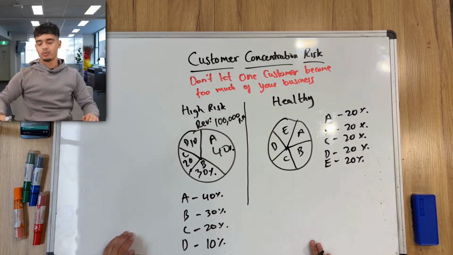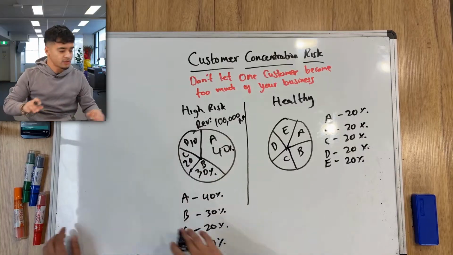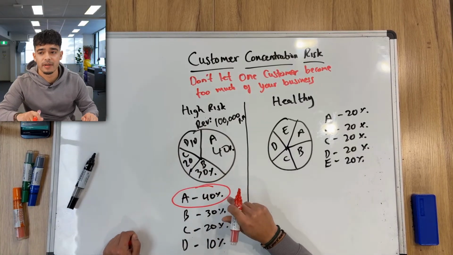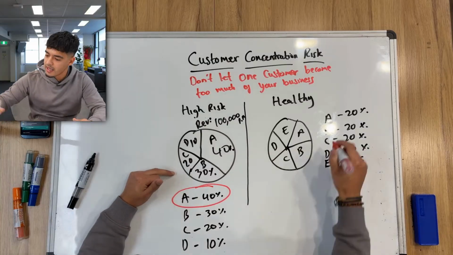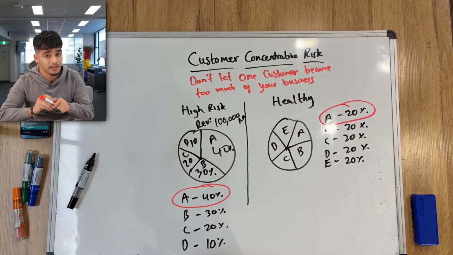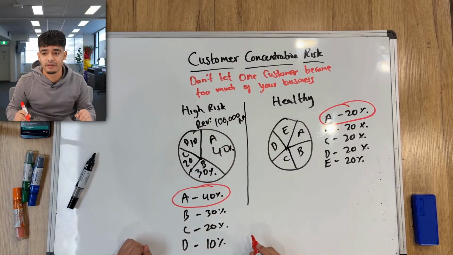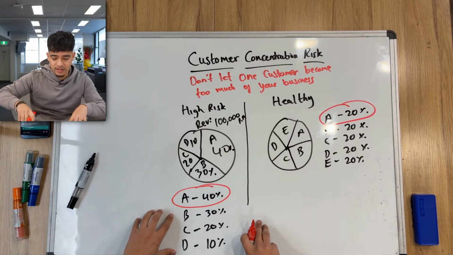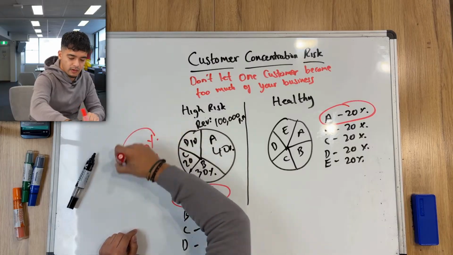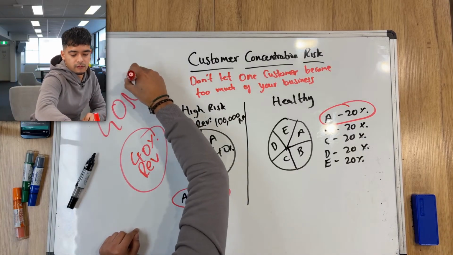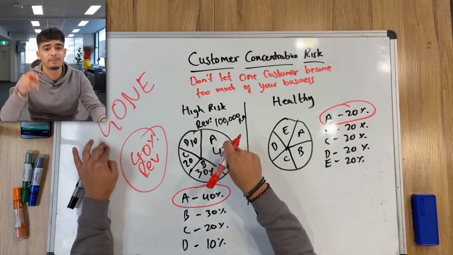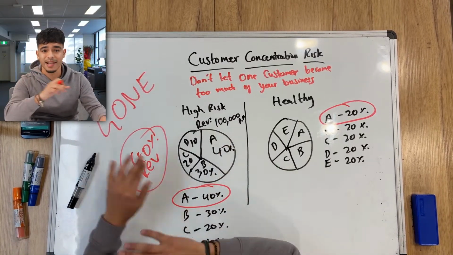Now what happens? What's the risk? If customer A leaves on this side of your business, 40% reduction to your company's revenue. If customer A leaves on this side, it's only a 20% reduction to your business. It's a 50% difference. So if customer A leaves on this side, you lose 40% of your revenue. Gone. Capital letters, it's important. Never let one of your customers be so big. Even 20%, 10%, that's too big.